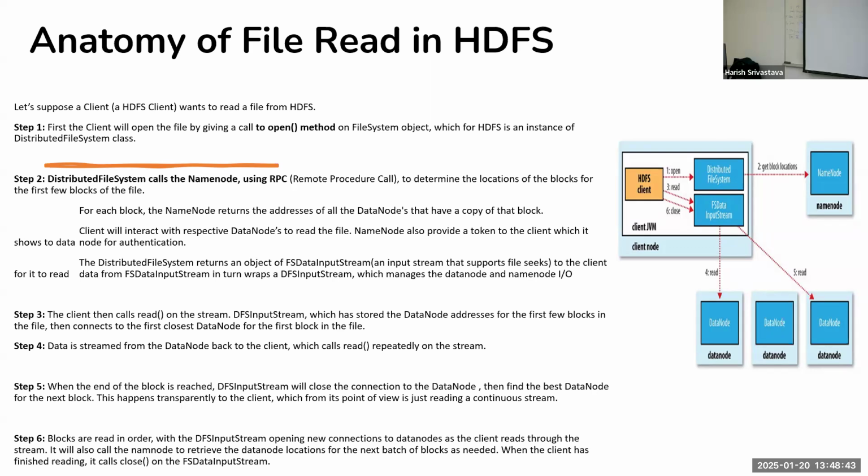So a client requests to get the data, it requests to open a connection. Open sends a request through the DistributedFileSystem, using RPC, called remote procedure call, to determine the locations of the first few blocks of the file. So it determines whether that data even exists or not. First it has to check, right? After opening the connection, for each block the name node returns the address of the data node that has a copy of the block. Once the open connection is sent and the request for the data is initiated, it is a remote procedure call.